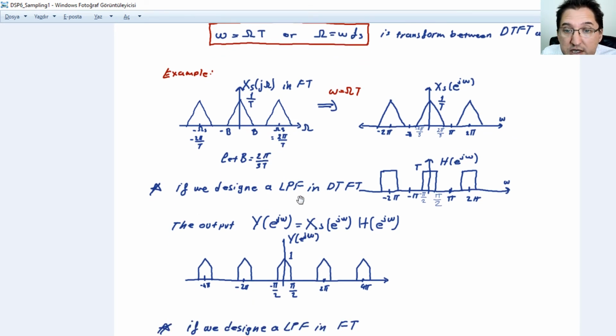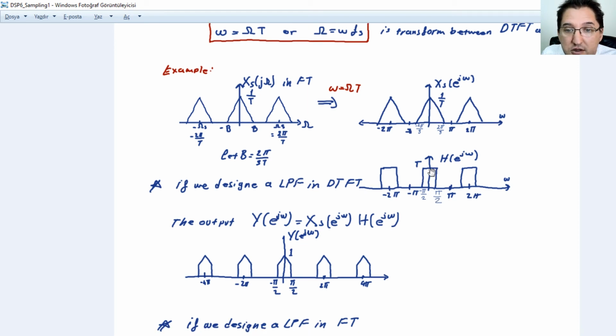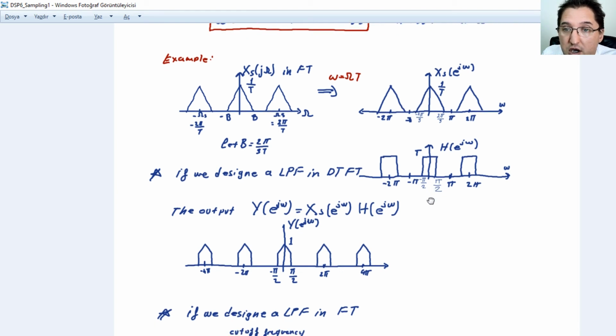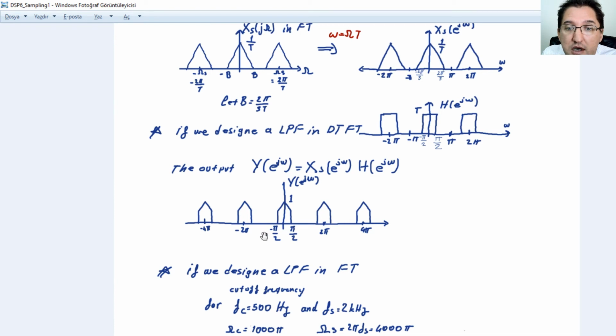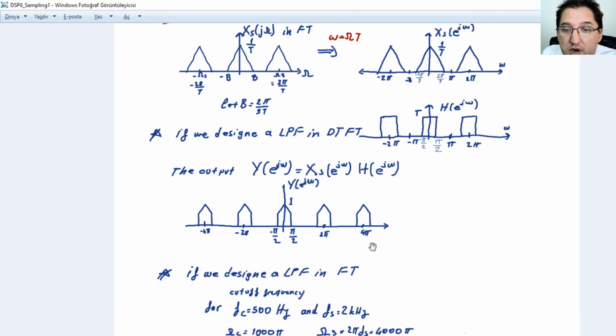If we design a low-pass filter in the discrete time Fourier transform, such as the spectrum here, it's a low-pass filter, and the cutoff frequency is pi over 2, as you can see. The output of the filter is the multiplication of these two spectrums, and the 2 pi over 3 is greater than pi over 2, as you know, and in the multiplication we get this shape for every 2 pi here.